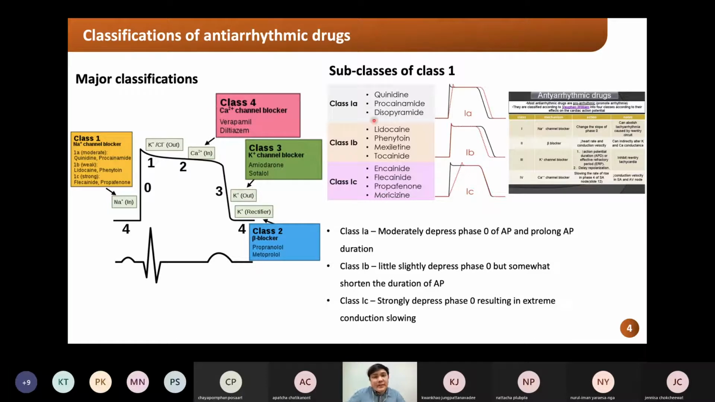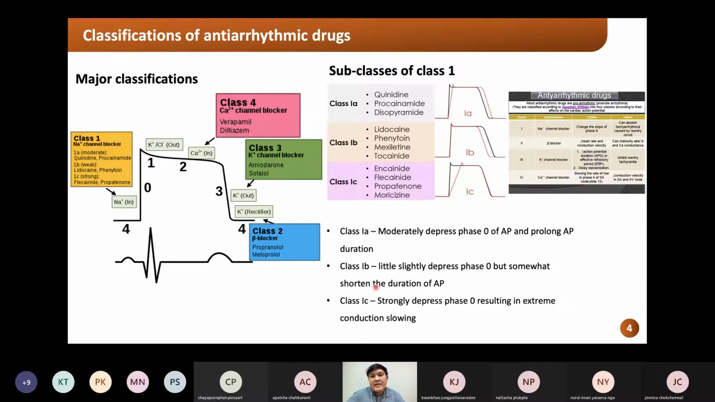And when we look at the subclasses of class 1, the sodium channel blocker, you will see that class 1 is divided into 3 subclasses that I already told you about. Class 1A moderately depresses phase 0. You can see the pictures. It slightly inhibits the opening of the sodium ion channel and prolongs the action potential duration.